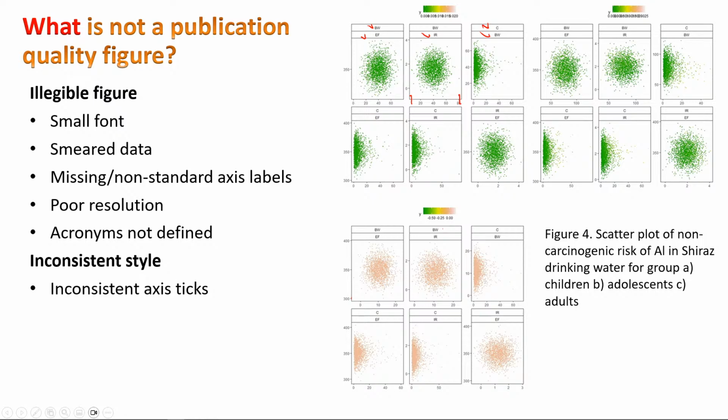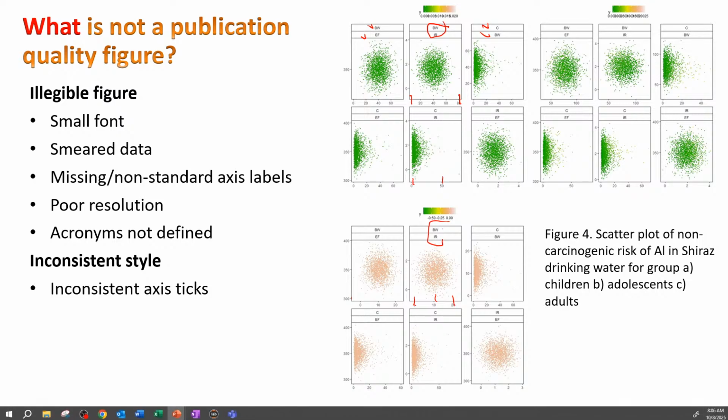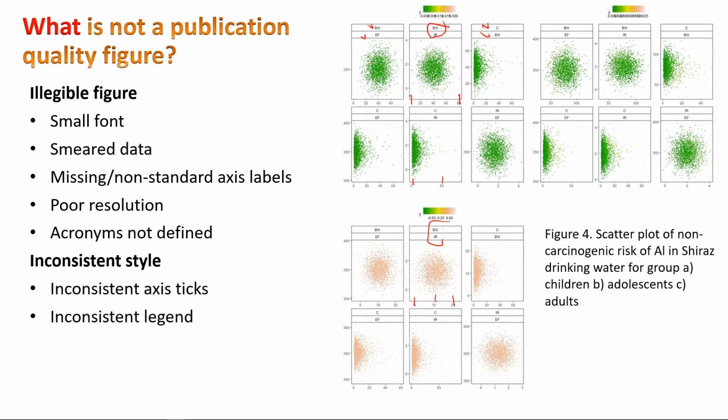Inconsistent style, like inconsistent X ticks. You see here, the X ticks go from 0 to 50, and here 0, 10, 20. So it's inconsistent. Even for the same variable, BW and IR, you see here it goes 0, 20, 40, 60, 80. Here it goes from 0 to 10 to 20. So these ticks are inconsistent. What else? Inconsistent legend.